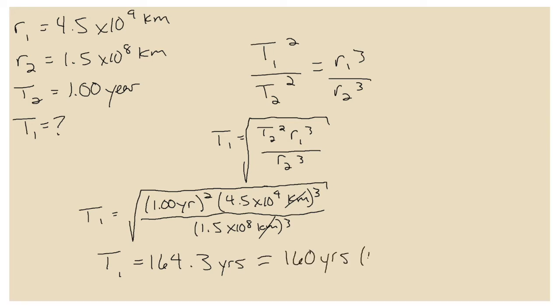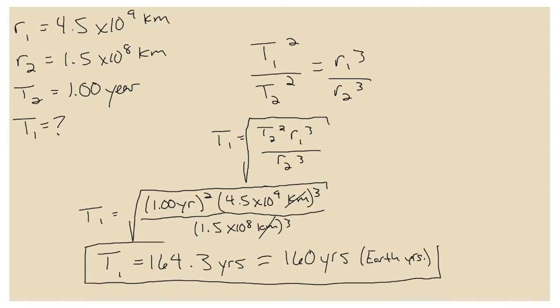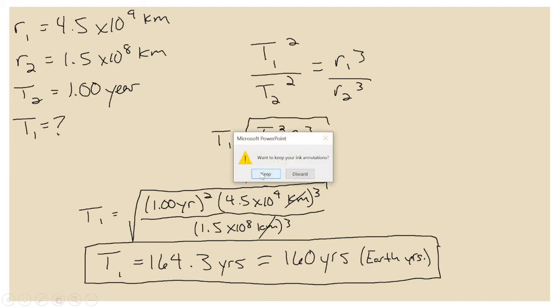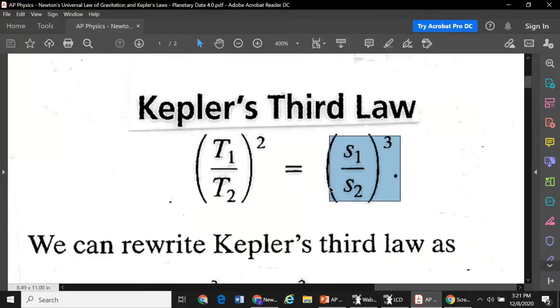And of course, these are Earth years. But generally, every time we report something in years, everybody knows we mean Earth years, but just to be specific. And so that's it. That's Kepler's third law.